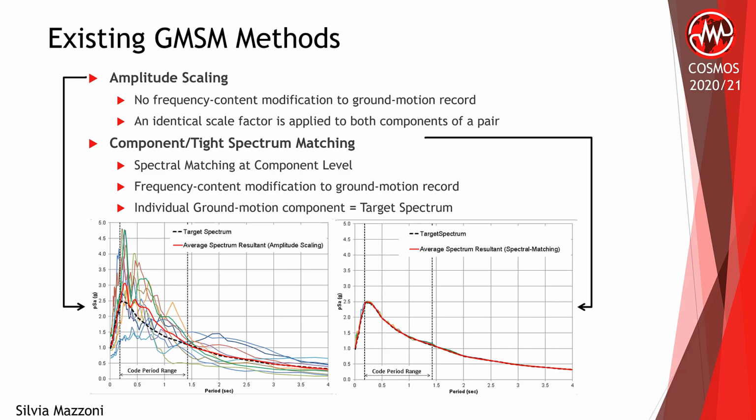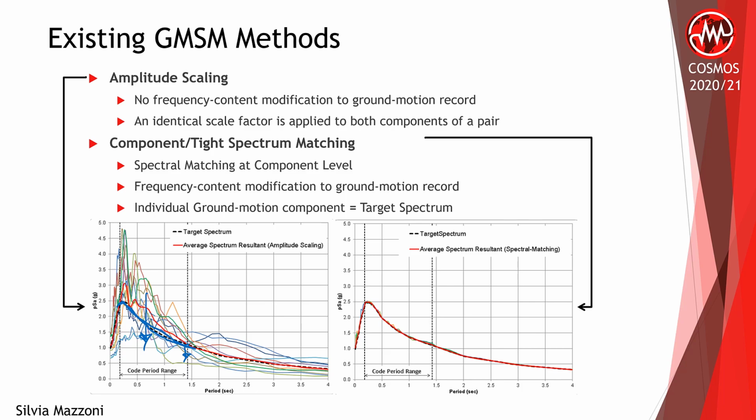So here's your suite of records. Each color represents the maximum component of a record pair. And as you can see, they're scaled such that this red, which is the average, exceeds this target spectrum right here. Now, of course, nowadays, this is an old slide, but I wanted to keep it because it looks good. There is a 10% discount, so all these records can actually go down by 10%.